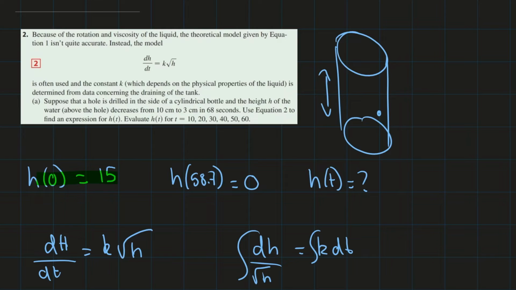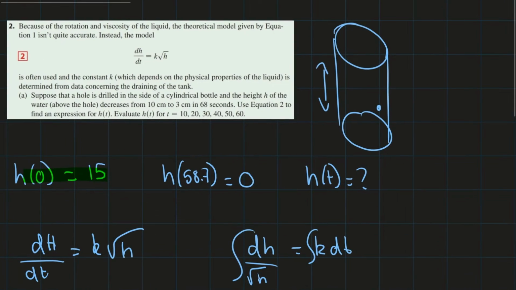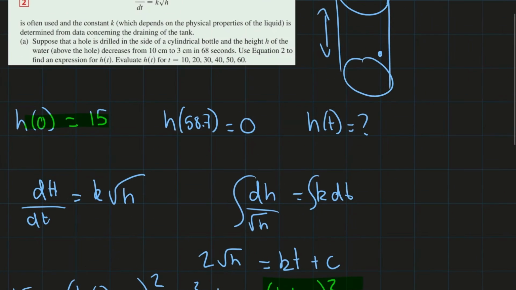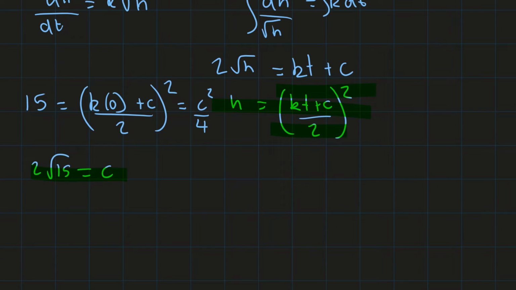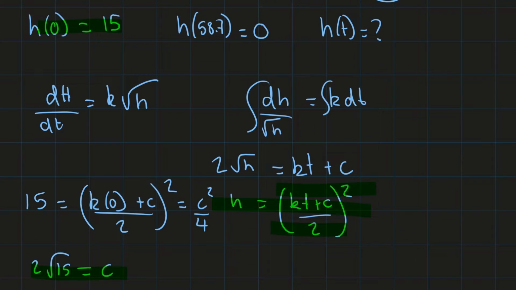K is the physical properties of the liquid, so that's going to be, for example, how viscous, etc., as it says here, the rotation and viscosity of the liquid. So something that's a liquid that's maybe thicker will not flow out of a hole as fast as something like water.